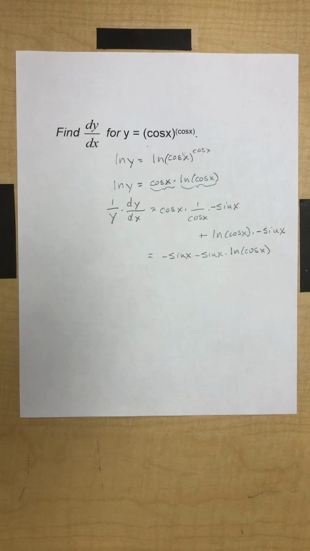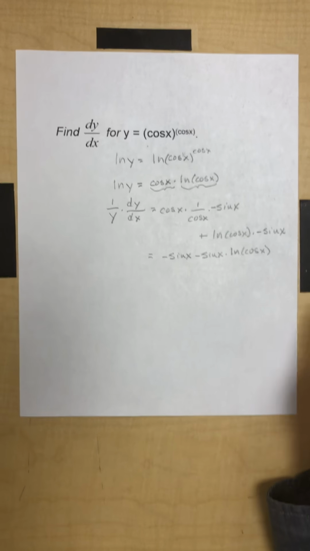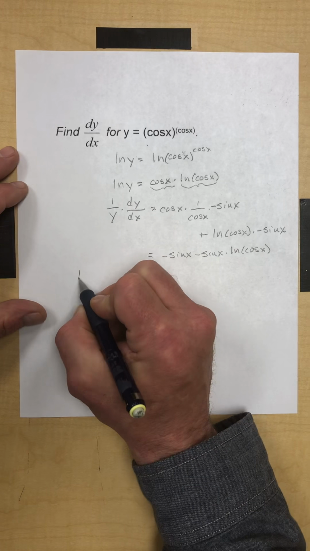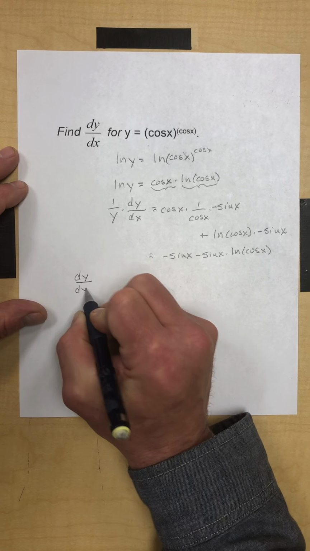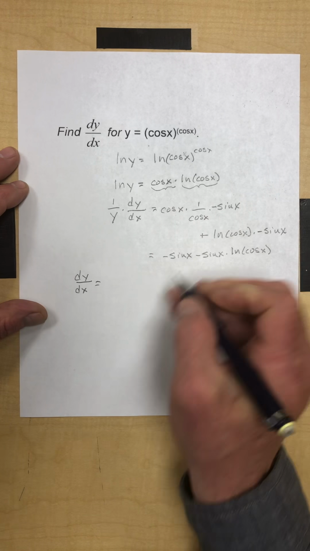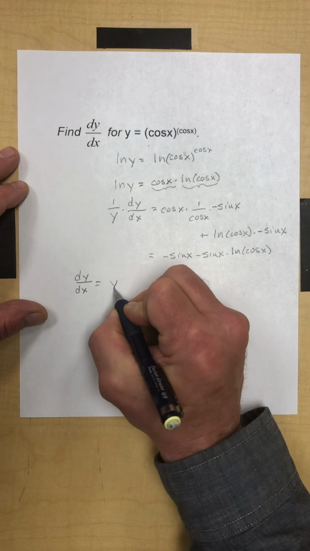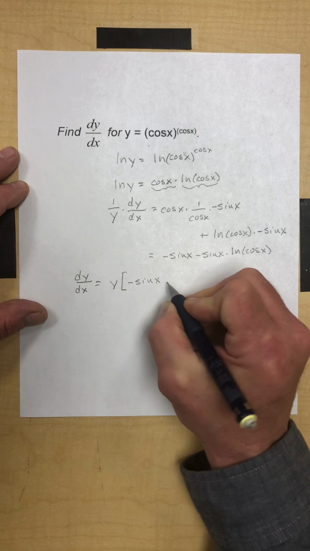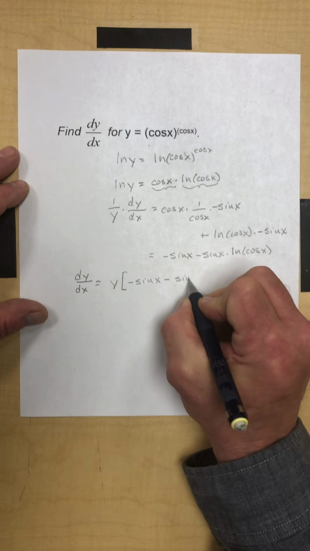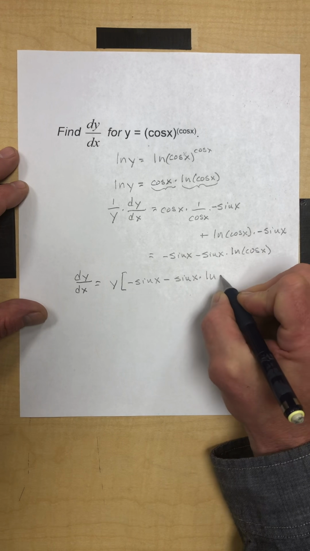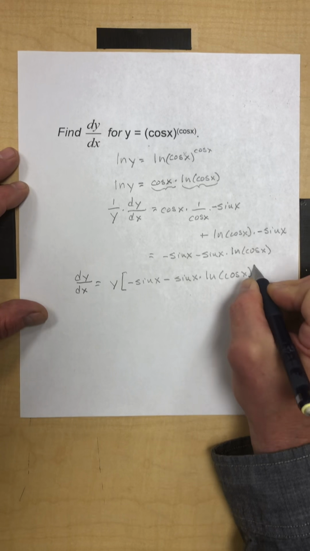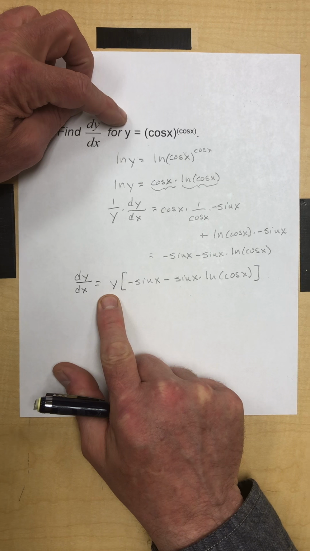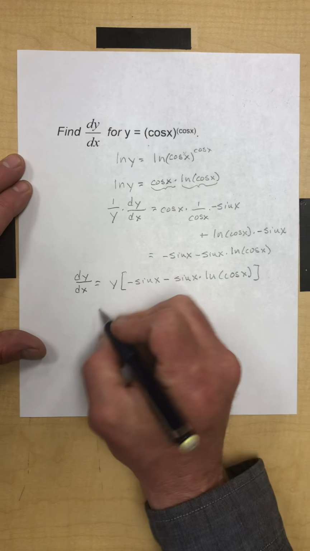Okay. Let's see. We are going to multiply both sides by y. Okay, so our dy dx equals multiplying both sides by y to get dy dx by itself. Y times the quantity of the opposite of the sine of x minus sine of x times natural log of the cosine of x. Okay, and then of course we know what y is from up in our original function, so we can go ahead and substitute that in there.